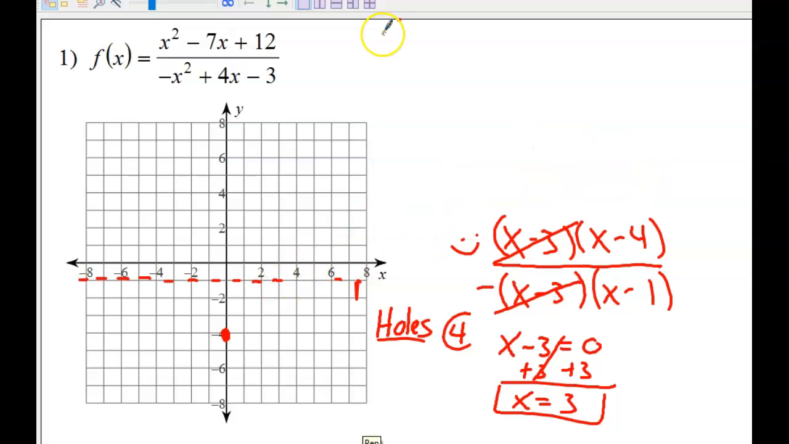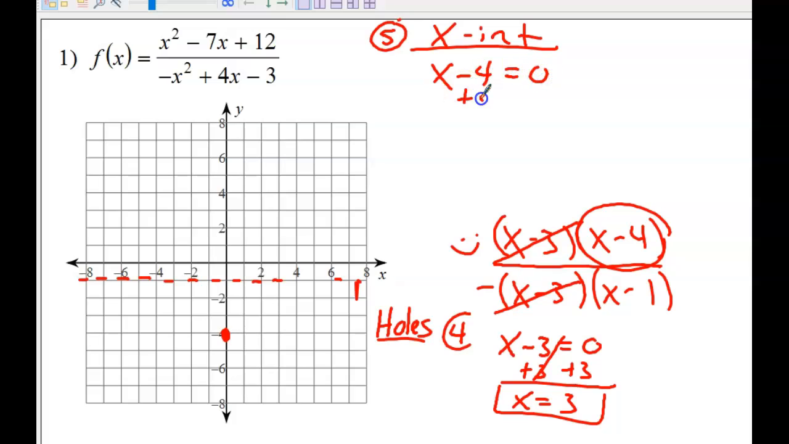Okay, so we're on step 5. X-intercepts is next. Yesterday we talked about how if you want to find X-intercepts, you take the factors from the top and set them equal to 0. And then you solve. So I have one X-intercept at 4. So I'm going to put a dot on my graph at 4. You guys can do the same. Put a dot on your graph on the x-axis at 4.